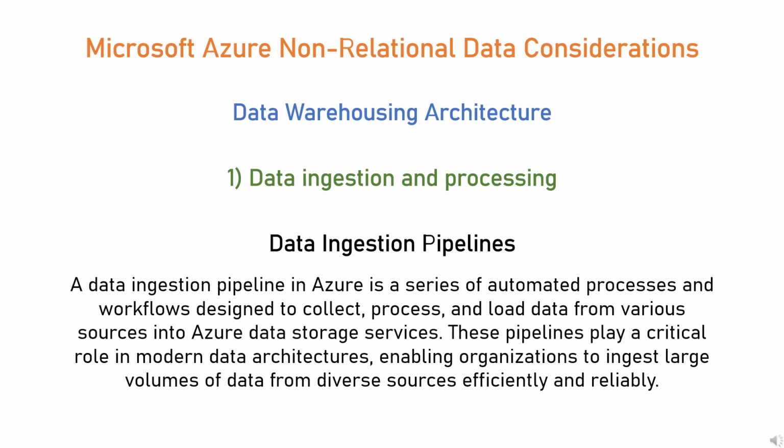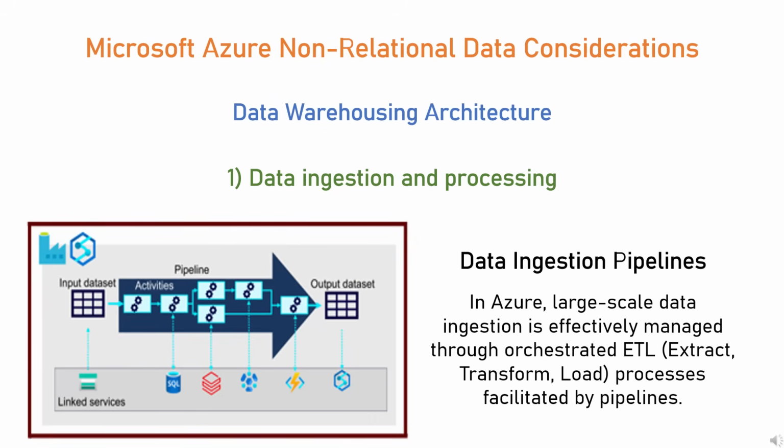Data ingestion pipelines. A data ingestion pipeline in Azure is a series of automated processes and workflows designed to collect, process, and load data from various sources into Azure data storage services. These pipelines play a critical role in modern data architectures, enabling organizations to ingest large volumes of data from diverse sources efficiently and reliably. In Azure, large scale data ingestion is effectively managed through orchestrated ETL processes facilitated by pipelines.